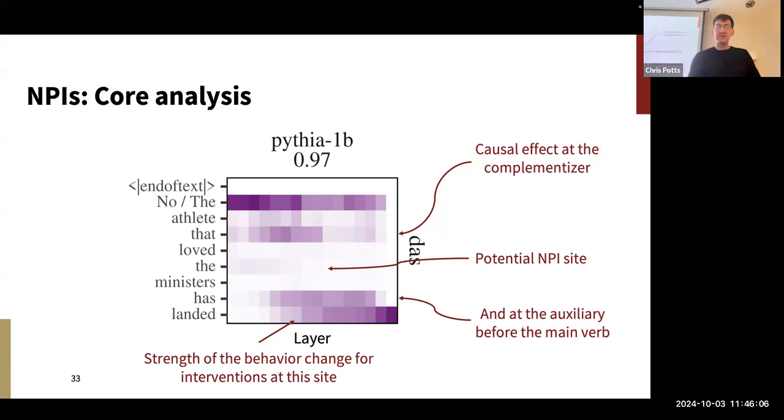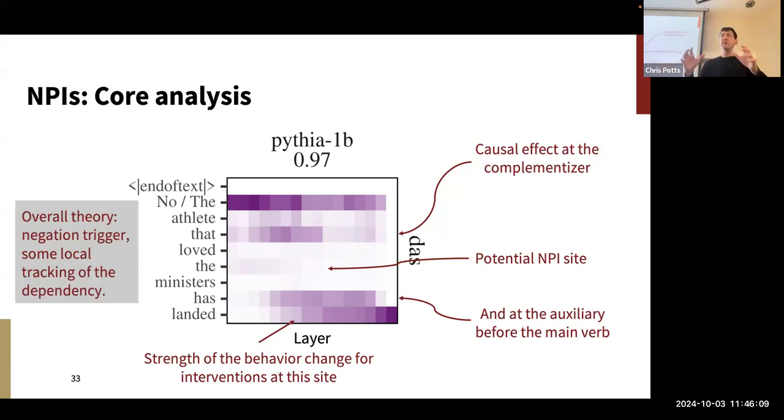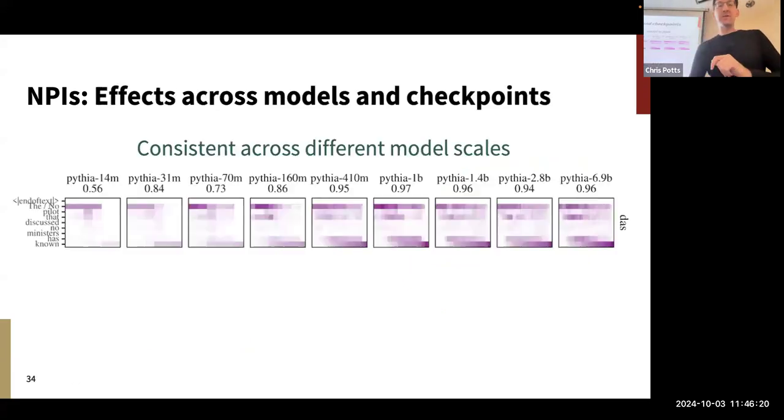So this looks good. I would step back and say, overall, we have some evidence for a triggering theory of NPI. We have the trigger very causally impactful, and then some tracking of the local dependency. And we can also look across models and checkpoints. You get consistent effects across model sizes. You can see that the smallest models basically just know about the trigger and the prediction site. But the largest models have started to develop this intermediate feature tracking, and that makes them more accurate overall at the task and also more interesting linguistically, I think.